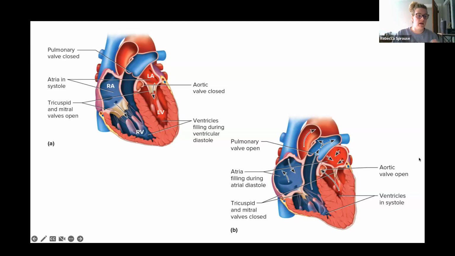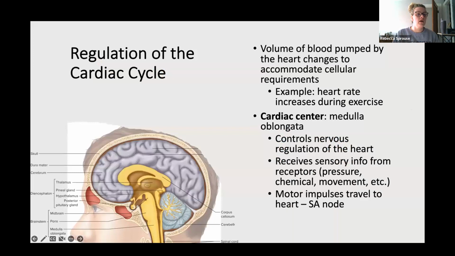So that's kind of the mechanical idea. And then you also do need to just be aware of what valves are open and what valves are closed. And if you can just remember the directional flow of blood through the heart, I think you should be able to get that pretty easily.